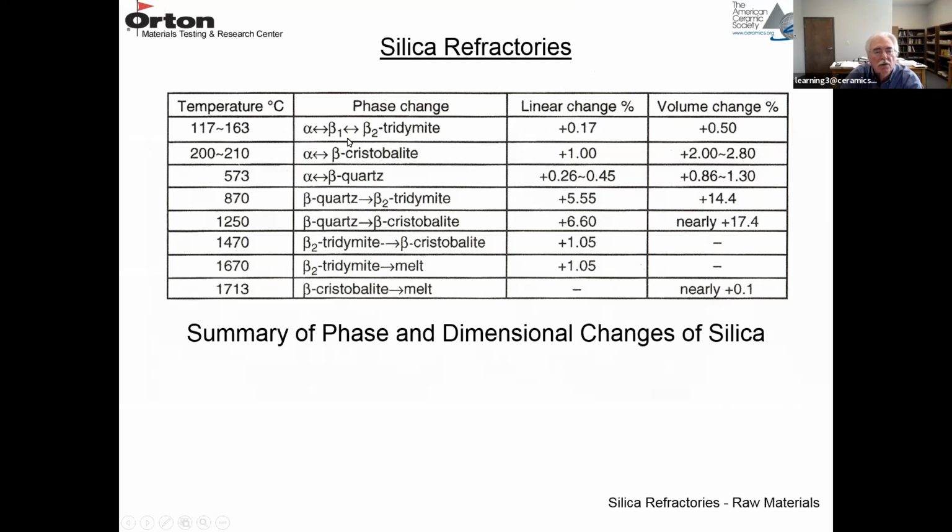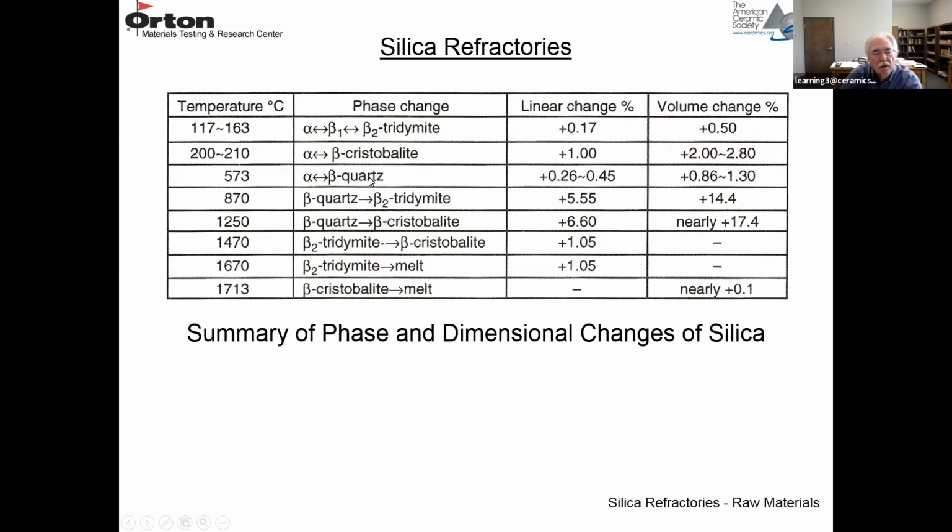The beta 1 to beta 2 tridymite, there were two displacive transformations taking place in this temperature range from about 117 to 160 degrees C. Overall, the linear change was plus 0.17. We described the volume change of about 0.5%. This temperature range around 200 degrees C goes from alpha to beta cristobalite. The linear change is about 1%, and the volume change is 2.8%.